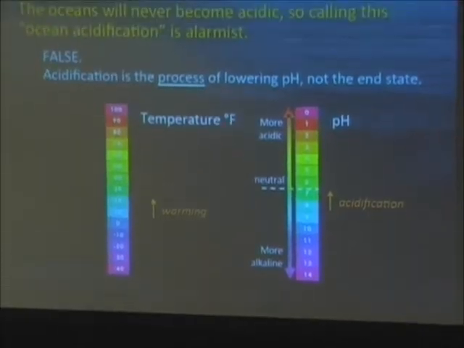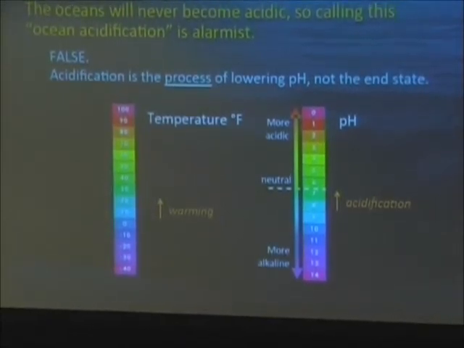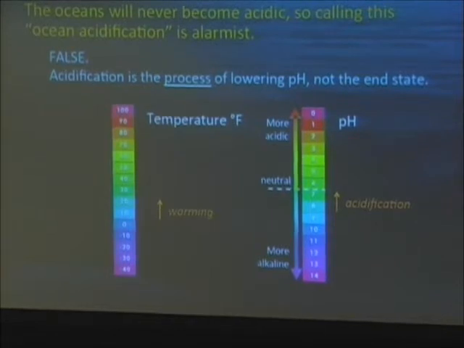You may have heard this from denialists, that the oceans will never become acidic, so calling this ocean acidification is alarmist. This is a false statement. Acidification is the process of lowering pH, not the endpoint. Since the Industrial Revolution, we've seen a pH change of 0.1 unit, from about 8.2 to 8.1, which doesn't sound like a lot, but it is. This is a logarithmic scale. That's actually a 30% increase in hydrogen ion concentration, a 30% increase in ocean acidification just in the last couple of hundred years.